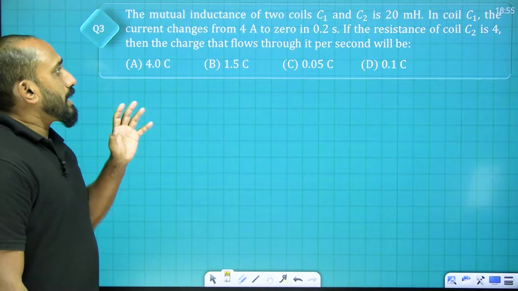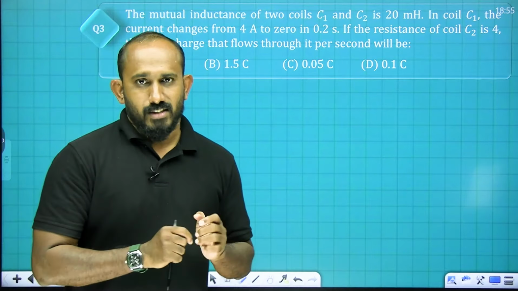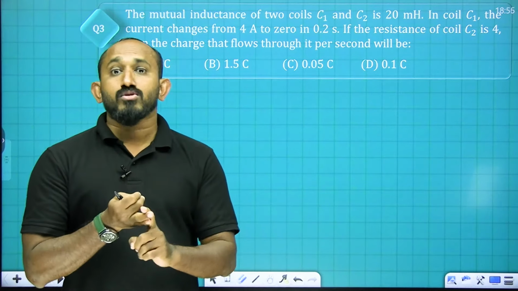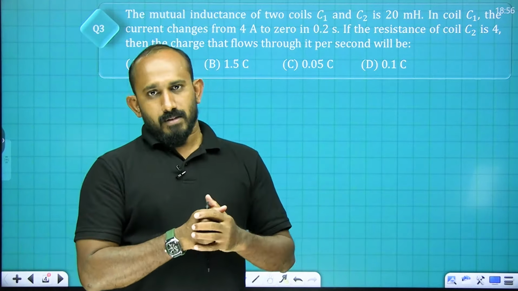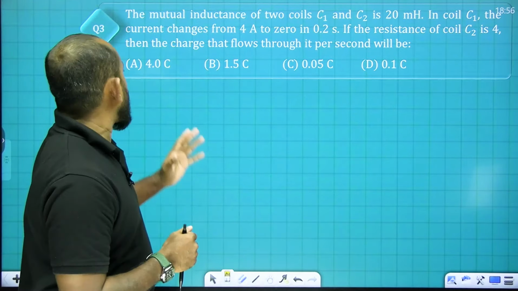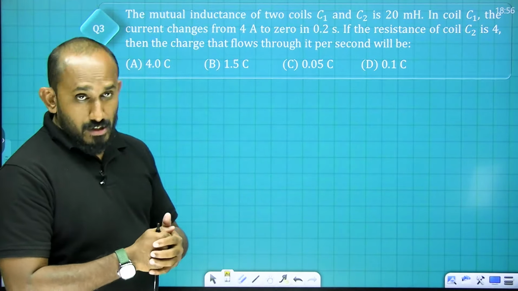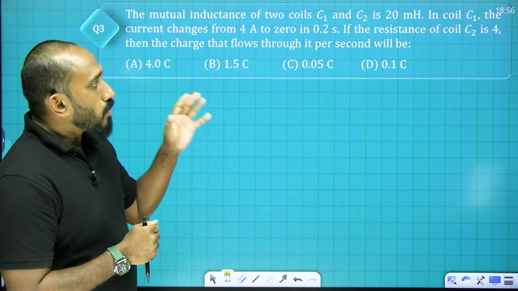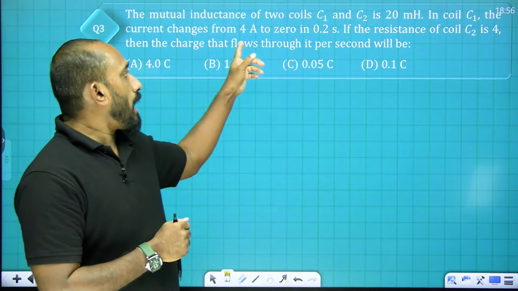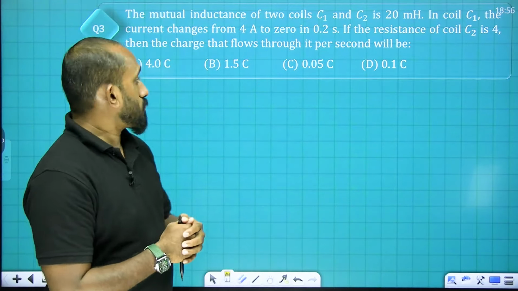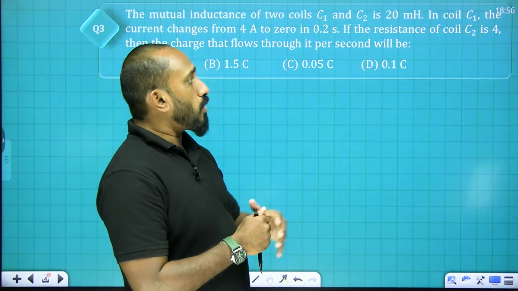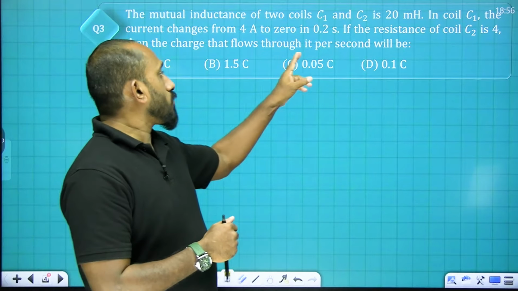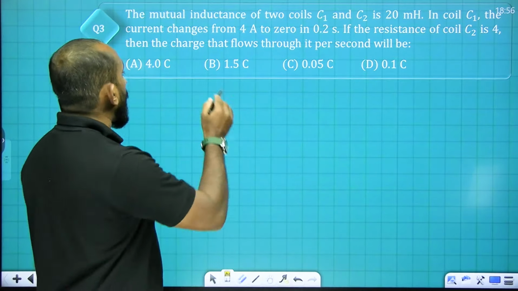Question: the mutual inductance of two coils. So it's regarding mutual inductance. In the EMI and AC chapter, in EMI we have self-inductance and mutual inductance, two of the major topics of this chapter. The mutual inductance M of two coils C1 and C2 is 20 millihenry. In coil C1, the current changes from 4 ampere to 0 in 0.2 seconds. If the resistance of the coil C2 is 4 ohm, then the charge that flows through it per second will be. So charge you have to find out.